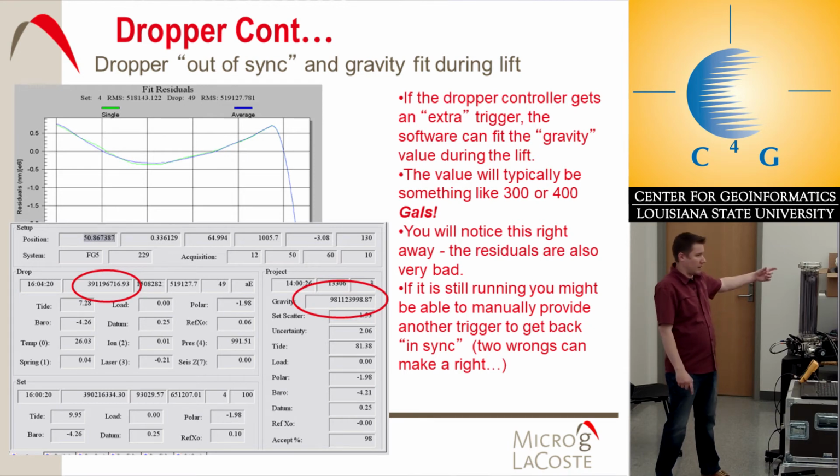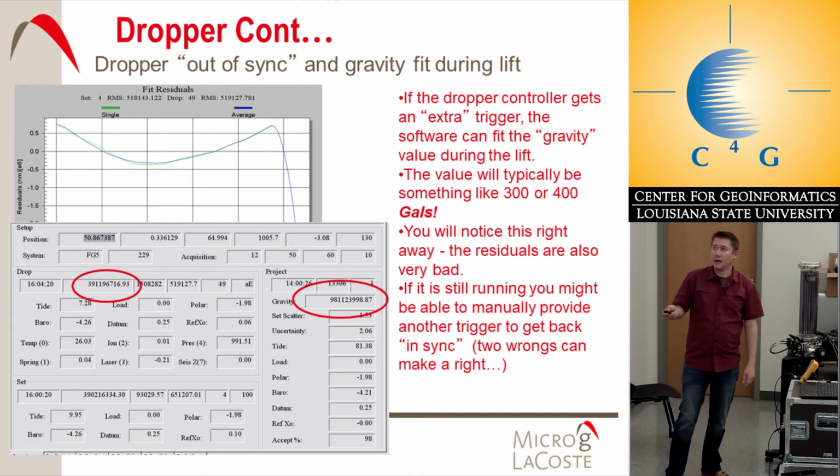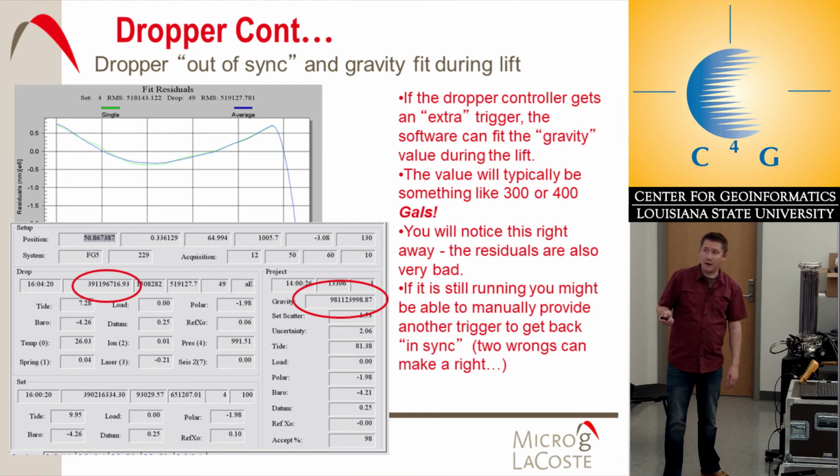If you started with the cart at the top of the drop, it would trigger and think it was lifting, but it would actually drop, and then it would trigger again and it would lift. And so that's out of sync, and you would see stuff like this. Your drop value is half or a third of what you would expect, and that's because it's measuring gravity on the way up instead of on the way down.